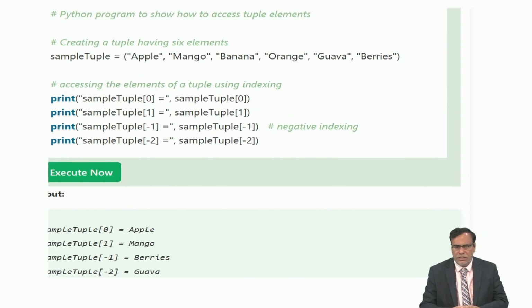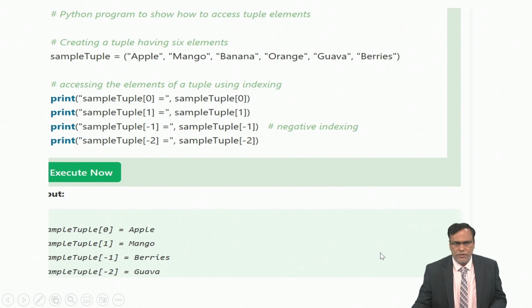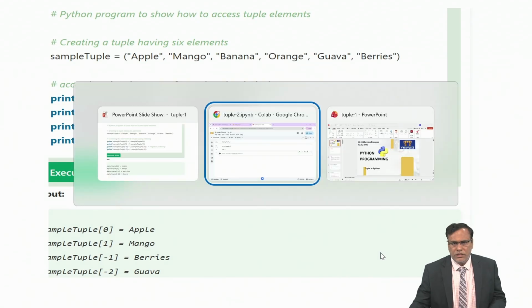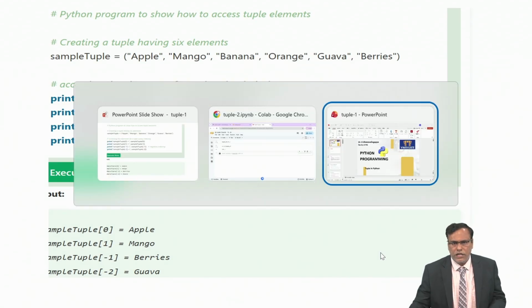Negative indexing moves from right to left. Positive indexing starts with 0. Negative indexing starts with -1. So here you have got -1, that is the last item, berries, so it has got displayed. And -2, that is the last but one item, so it has displayed that item here. So this way we can access the individual elements of the tuple.